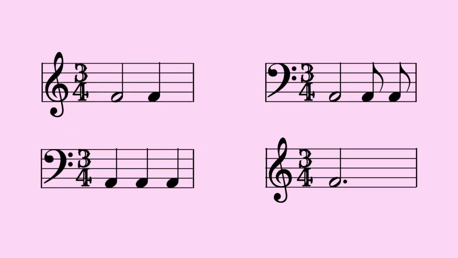In 3/4 time, every measure needs to add up to three beats. So you could have a half note plus a quarter note because two beats plus one beat equals three. You could have three quarter notes. You could have a dotted half note, which lasts for three beats. Or you could combine notes and rests as long as the total adds up to three beats.